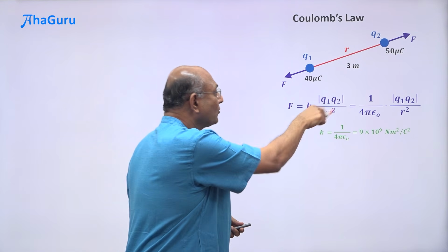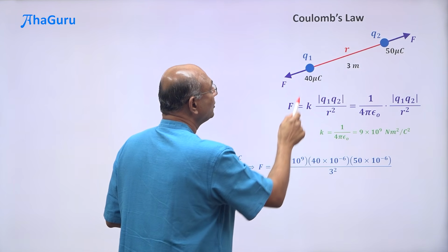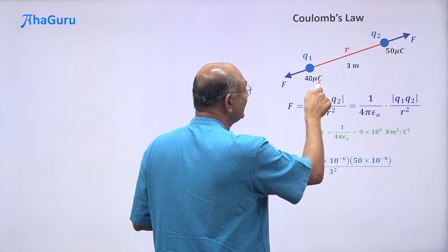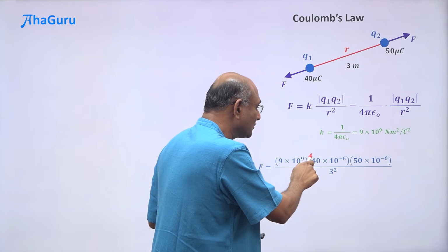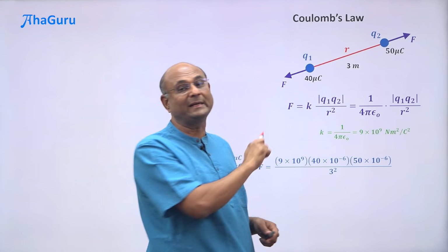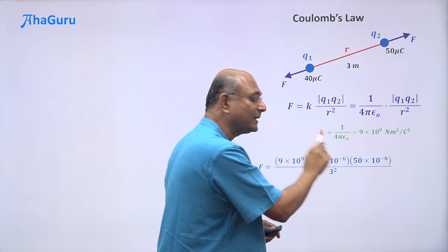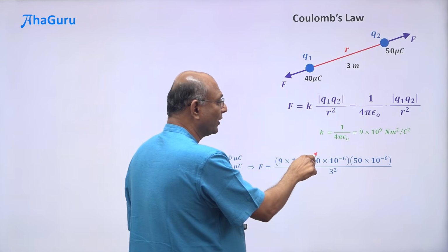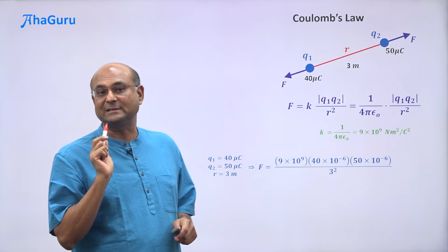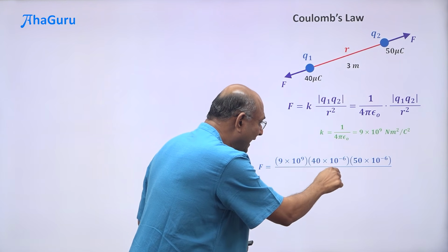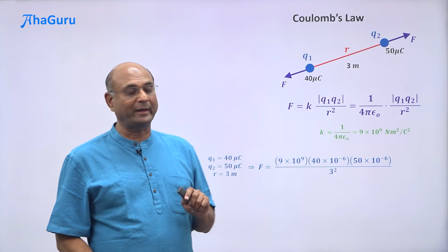F is K Q1 Q2 by r square. So K is 9 into 10 power 9. Q1, you should not use 40 microcoulomb. You have to use SI values, SI units. So 40 into 10 power minus 6. Micro is 10 power minus 6. Q2 is 50 microcoulomb, so 50 into 10 power minus 6, divided by r square. r is 3 meters, so I'm going to write 3 square.